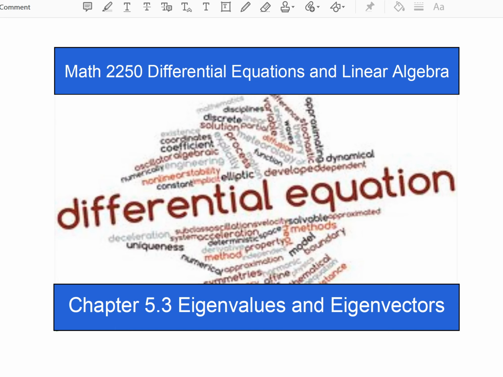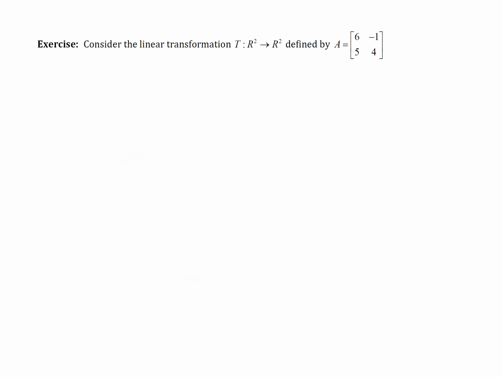In this video, I would like to do a couple more examples from Chapter 5.3, looking at eigenvalues and eigenvectors. And I'd like to jump to page 27 in your guided lecture notes and look at the transformation T that maps R2 onto R2 defined by this matrix.